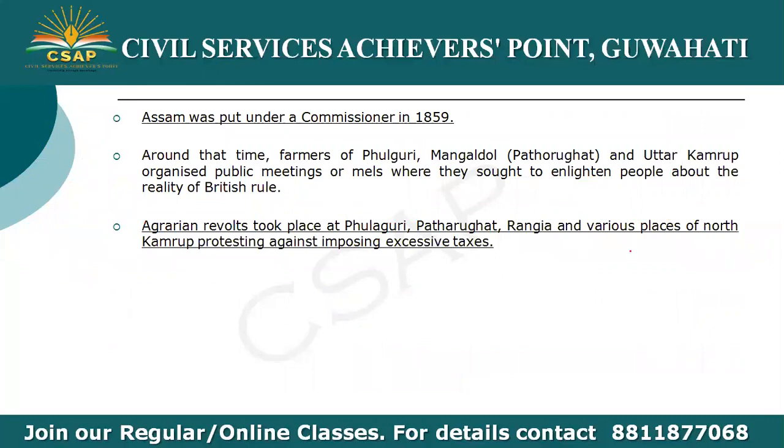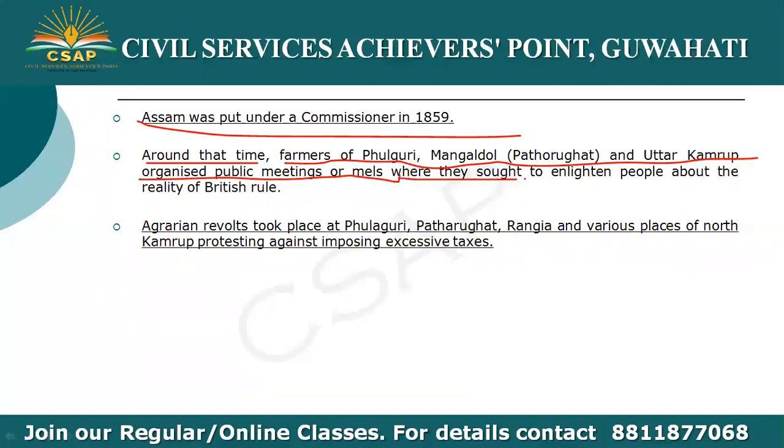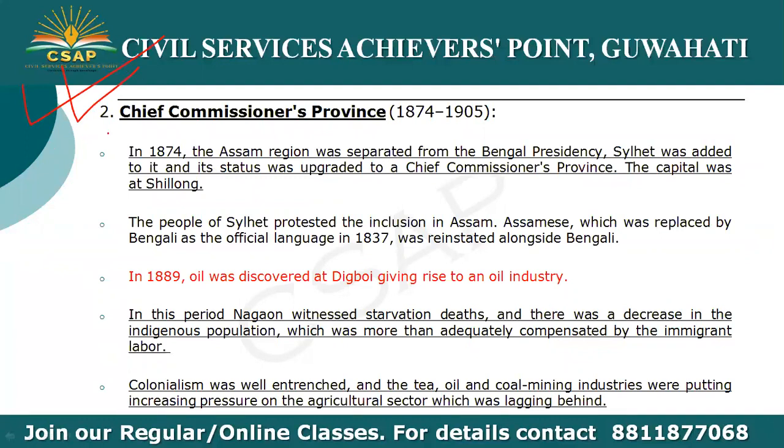Then Assam was put under a commissioner in 1859, and around that time farmers of Phulaguri, Mongoldoi, that is Pathorghat, and Uttar Kamrup organized public meetings or mels, that is raij mels, where they sought to enlighten people about the reality of British rule. In our next class we will study the various peasant revolts of Assam, that is the Phulaguri Dhawa, the Pathorghat revolt, and the revolt in Uttar Kamrup. Agrarian revolts took place at Phulaguri, Pathorghat, Rongia, and various places of North Kamrup, protesting against the imposition of excessive taxes. Now coming to the next chief commissioner's province, that is 1874 and 1905.